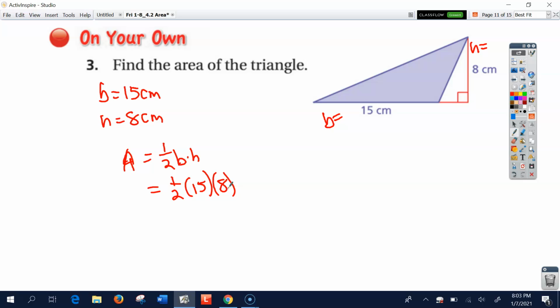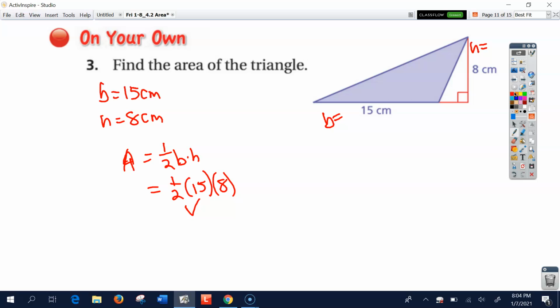If I try to multiply 1/2 times 15, 15 is an odd number, right? So half of 15 is what, like 7.5? I really don't want to have to deal with a fraction or a decimal. So remember the commutative property.